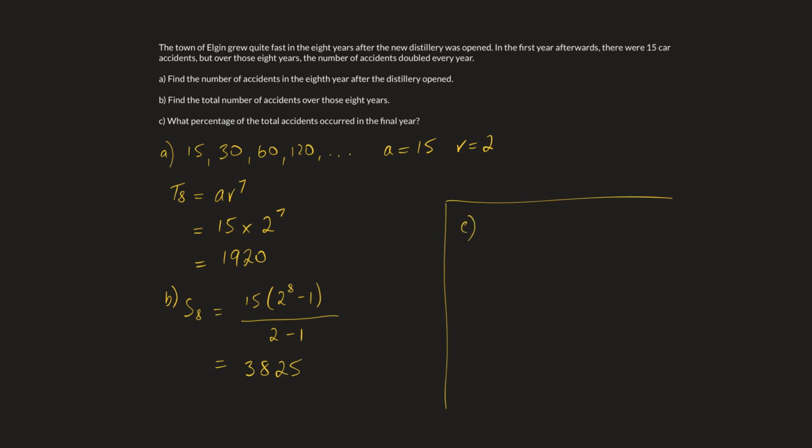Now finally, part C, what percentage of the total accidents occurred in the final year? Okay, so we knew that there was 1,920 accidents in the final year, and in total, there's 3,825. Multiply that by 100, and we get a percentage of approximately, rounded to 2 decimal places, 50.20%. So that's saying 50.20% of accidents occurred in that final year.